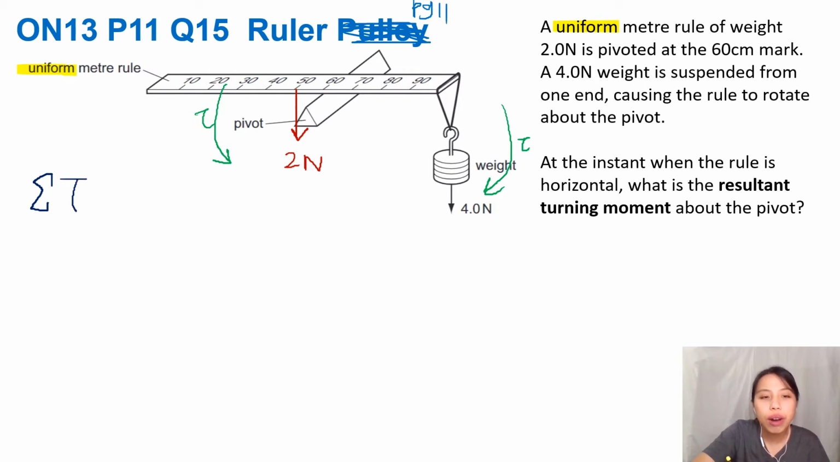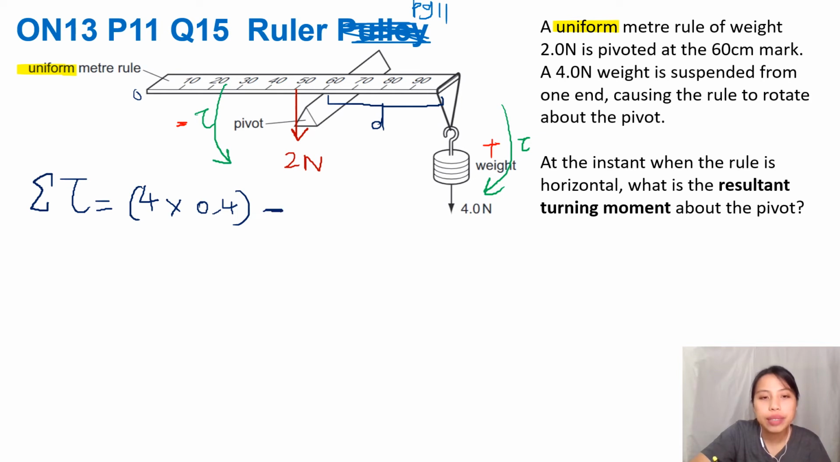The sum of all the torques is, you need to choose a direction, friends. Let's say clockwise is positive, anti-clockwise is negative torque, because direction matters. Let's do the clockwise first. 4 newtons times, how far away is that weight from the pivot? Don't say 60, 60 is from 0 to 60, no. We only want from 60 to 100, that's the distance. So we do 4 times 40 cm, which is 0.4 meters.